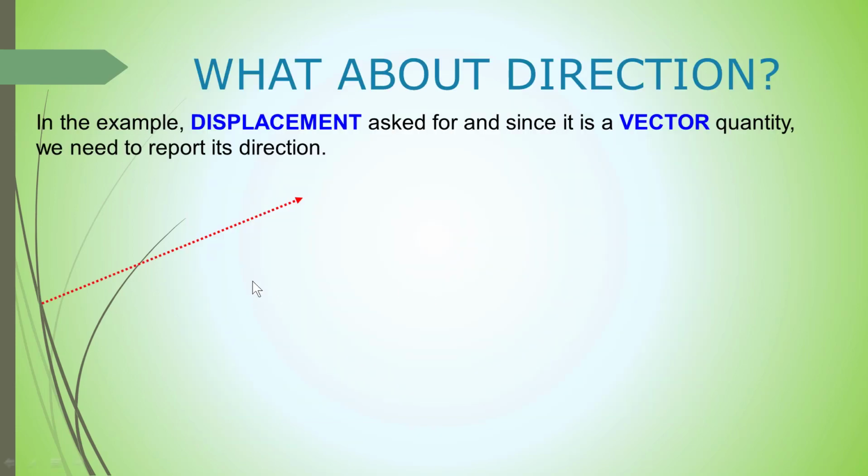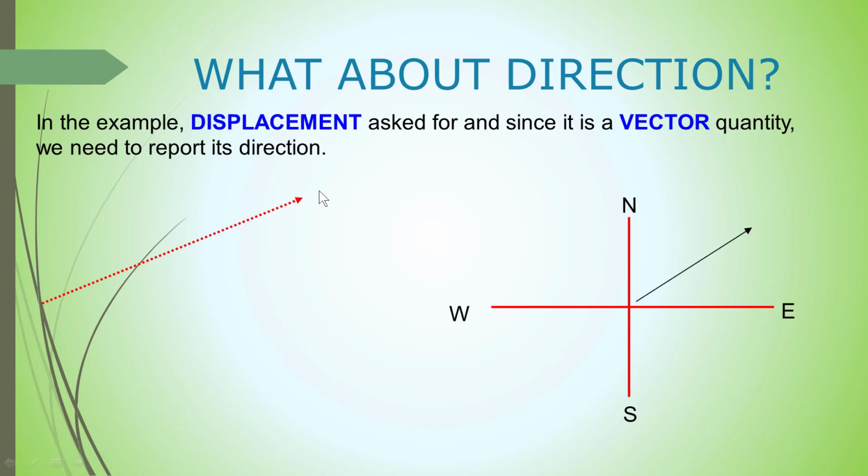So what about direction? If we have this vector which is present over here, what is the specific direction? We cannot just tell that it is directed this way. We have to specify its proper direction. In this example, displacement is a vector quantity, so we need to report its direction. Let's say this is the north, south, east and west direction. In which direction is this vector pointed? Basically this is north of east and this is east of north.